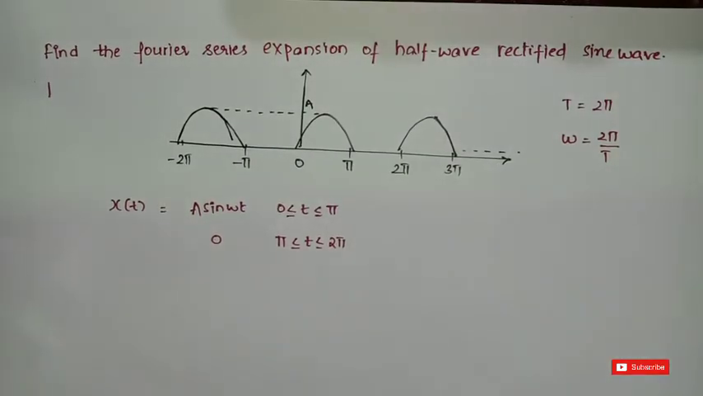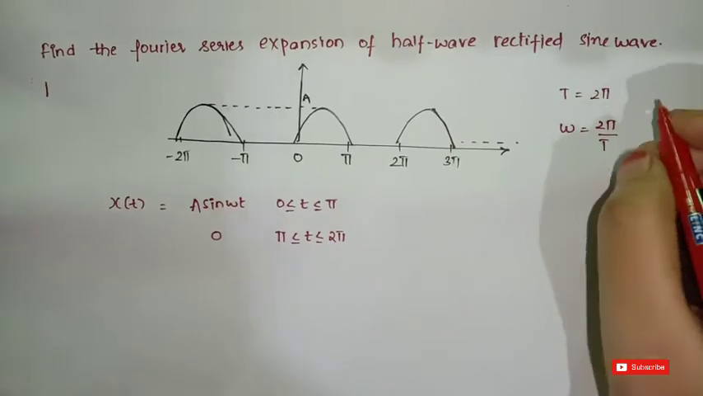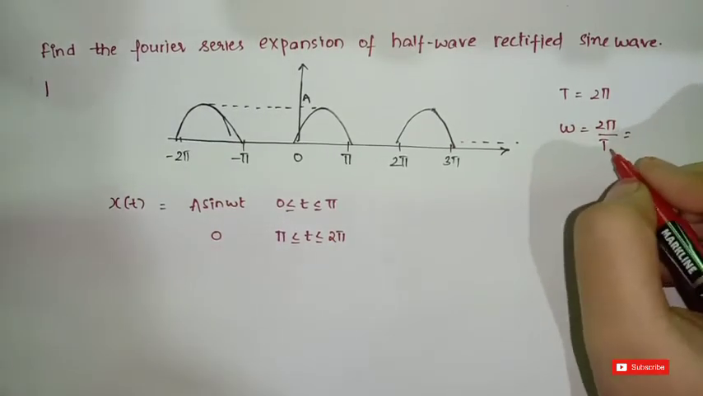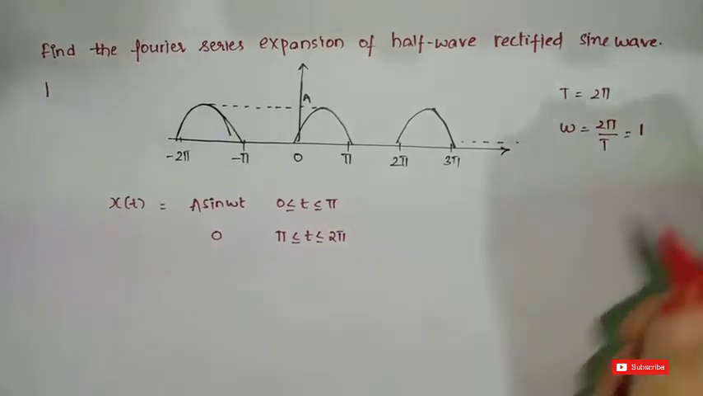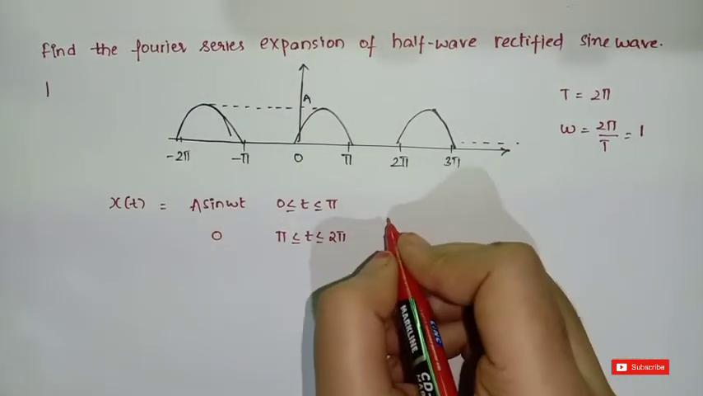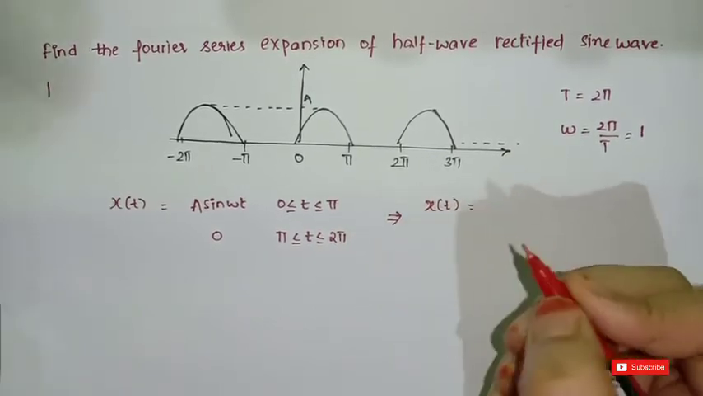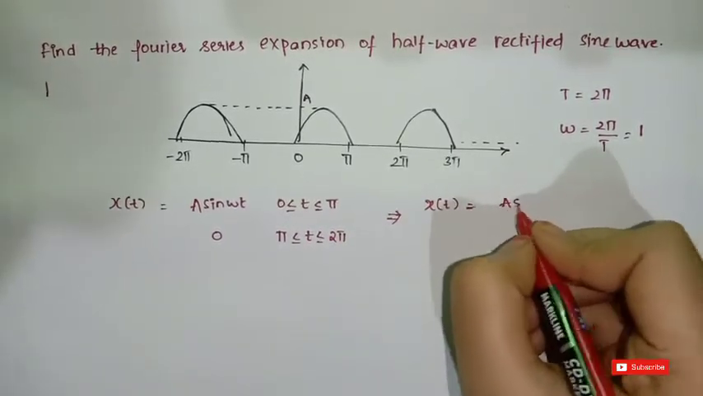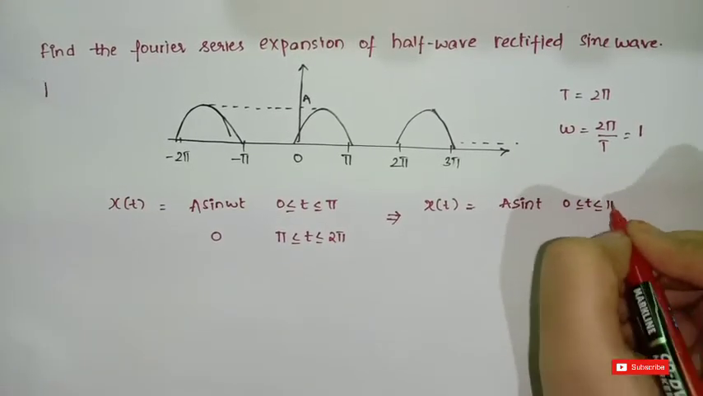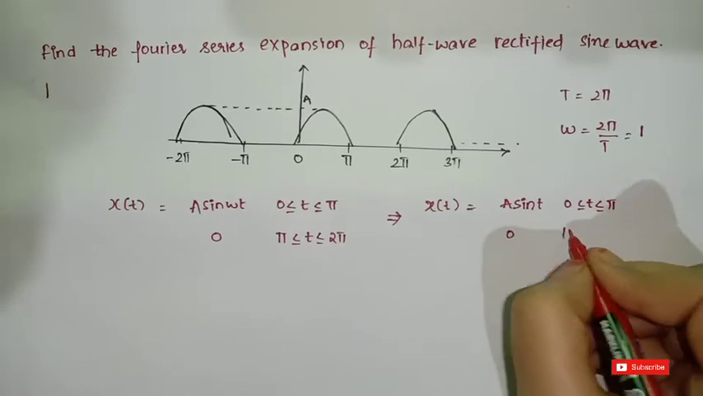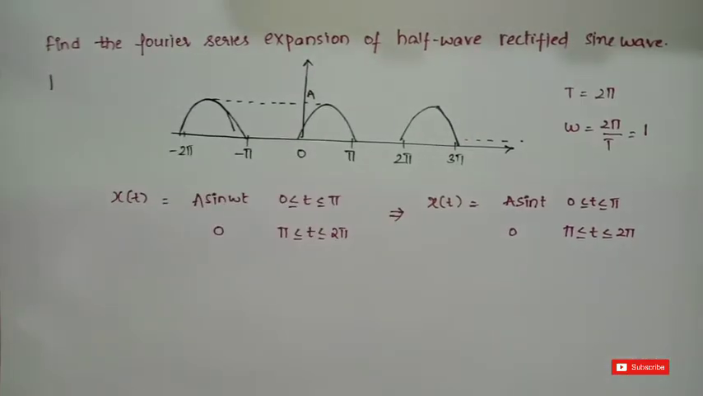We already know that omega is equal to 2 pi by T, which implies 2 pi by 2 pi, which is nothing but 1. So omega is equal to 1. This can be written as x of t is equal to A sine t in between the interval 0 and pi, and 0 in between the interval pi and 2 pi. This is about the equation.